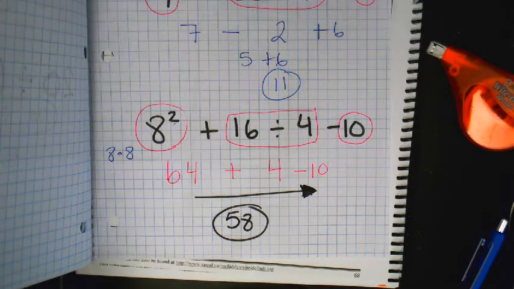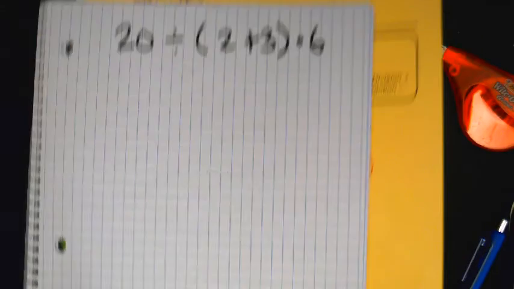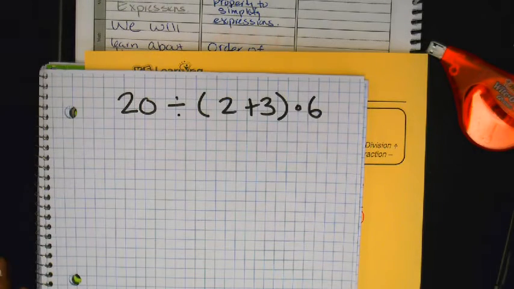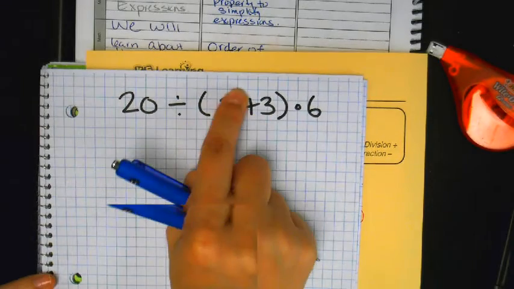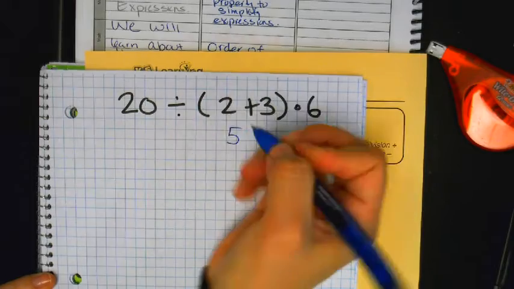What did you have? Okay, 24. I don't know. What do I do first, though? Add 2 plus 3 in the parentheses. 5.